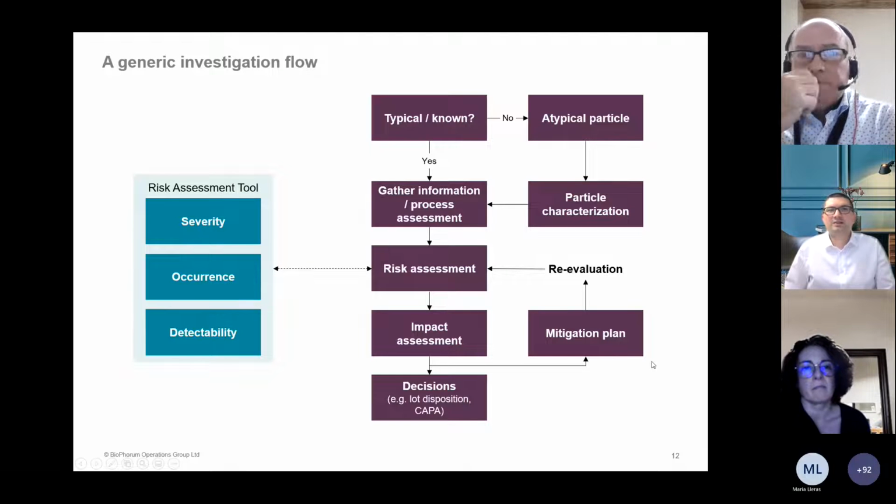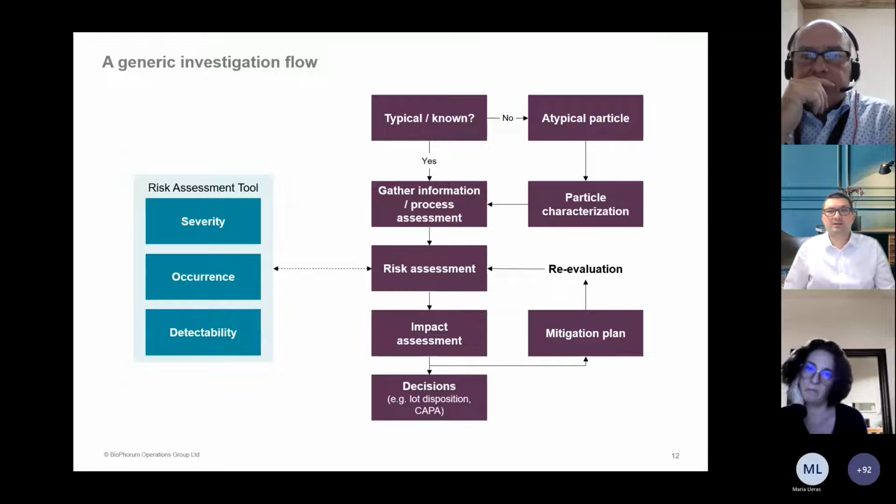Here we have a generic investigation flow. Of course, it is an example and it will not be 100% fit for every company. You will likely have your own process flow charts, but it is a generic one that captures the most important items. So starting at the very beginning, where we discussed what is typical and known and potentially atypical, if we have atypical particles, and for us, again, we will need to determine what is typical, what is atypical.